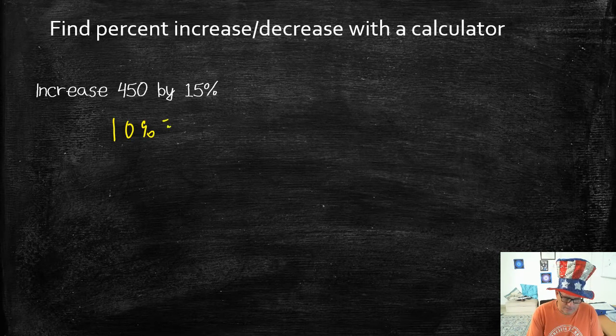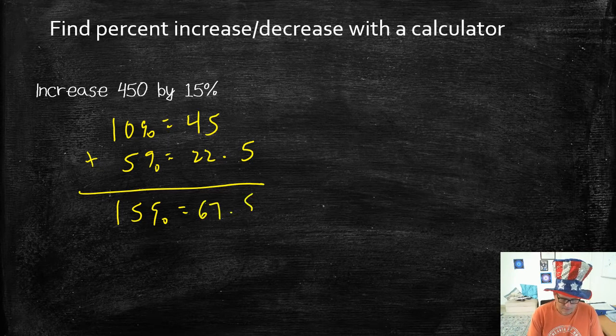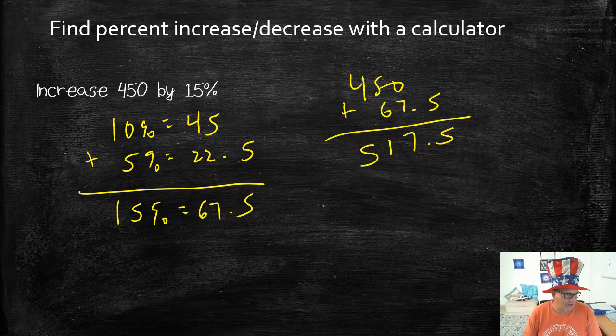Well, we know 10% is pretty easy, okay? And 5% is half of 10%, which would be 22.5. So I add those together, right? I get 15% is going to equal, what's that, 67.5? Okay, and I want to increase it, so I need to do 450 plus 67.5, all right? And we do that without our calculator, and we get 517.5.